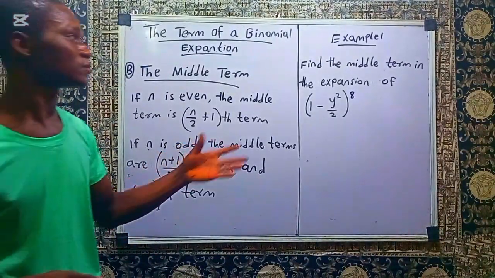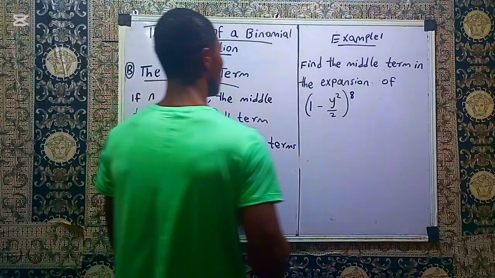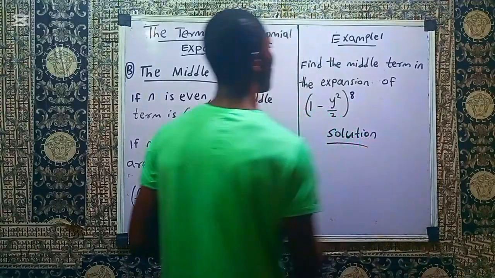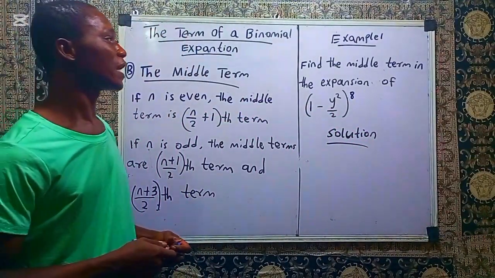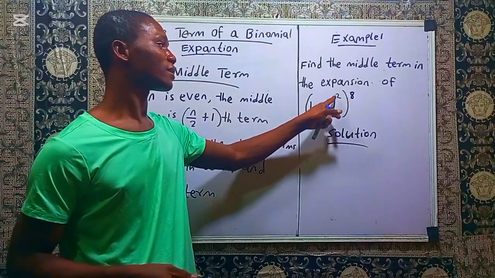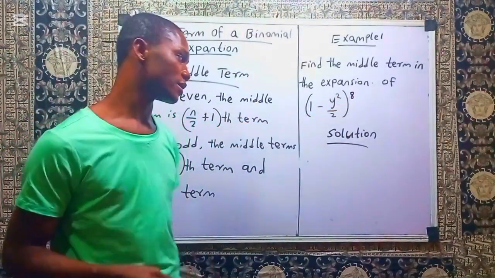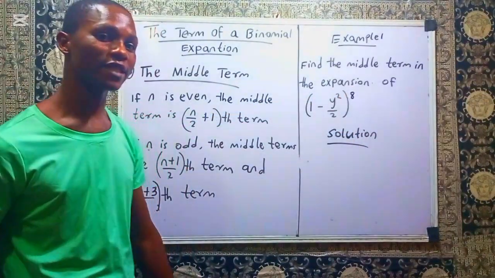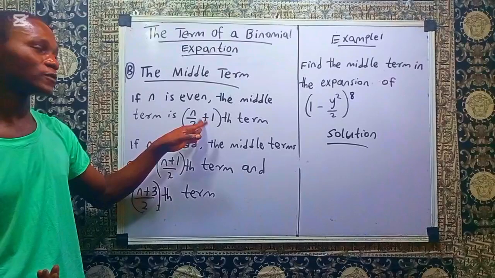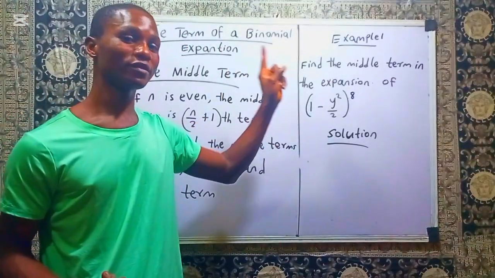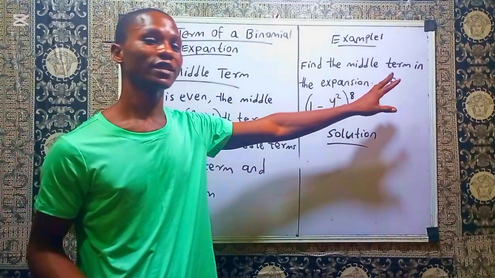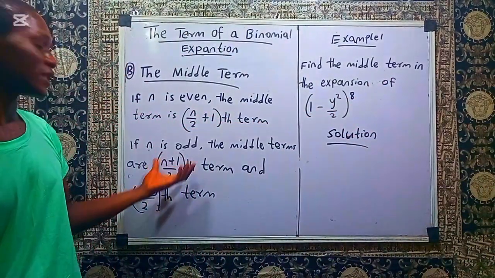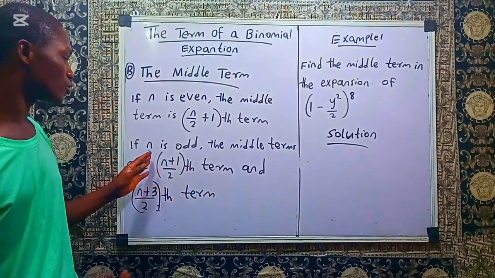So we are going to illustrate this with the aid of this example. In this example, they ask us to find the middle term in the expansion of 1 minus y squared divided by 2, all raised to power 8. So clearly the index of the bracket here is 8, and 8 is an even number. So this is falling under the first one, and we are going to get only one middle term. But assuming that the index here is 7, which is an odd number, you are going to get two middle terms.